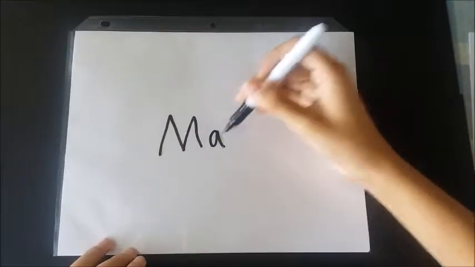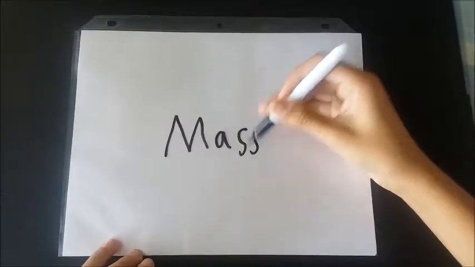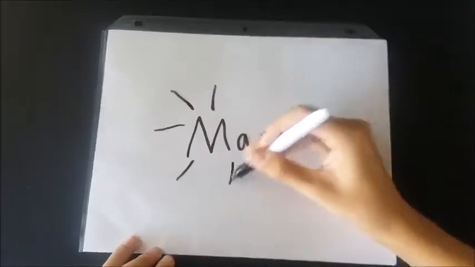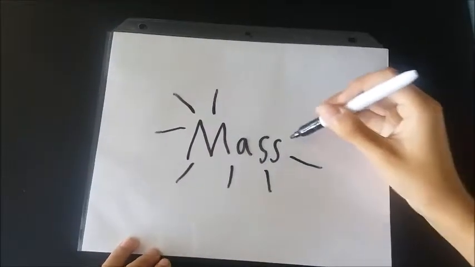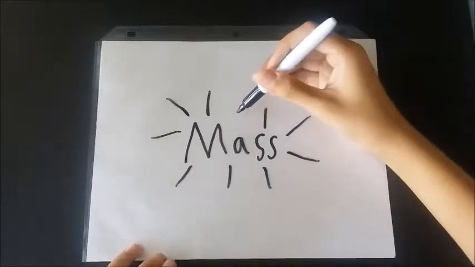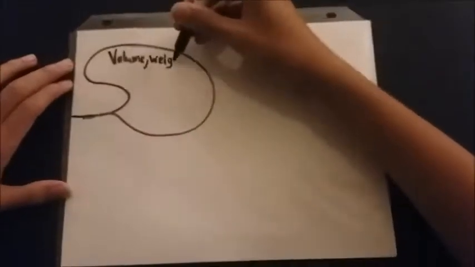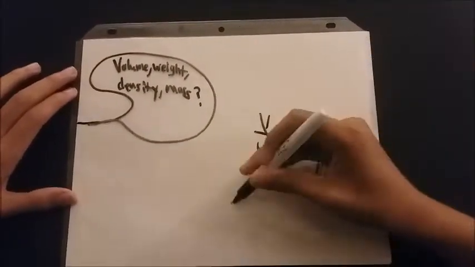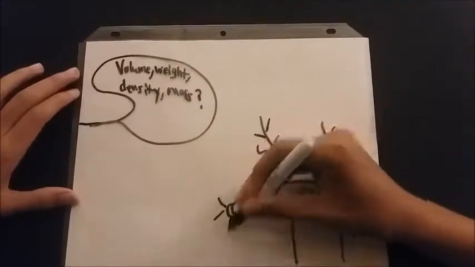What is mass? Well, mass is a body of coherent matter, usually of indefinite shape, and often of considerable size, or a collection of incoherent particles, parts or objects regarded as forming one body. Simple, right? Well, in this video, I will be explaining volume, weight, density, and mass so that you don't look like a deer in the headlights when confronted with a question about these topics.